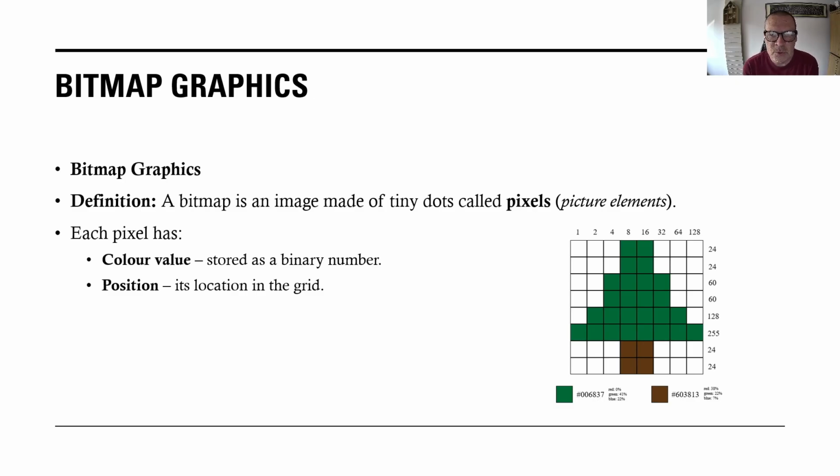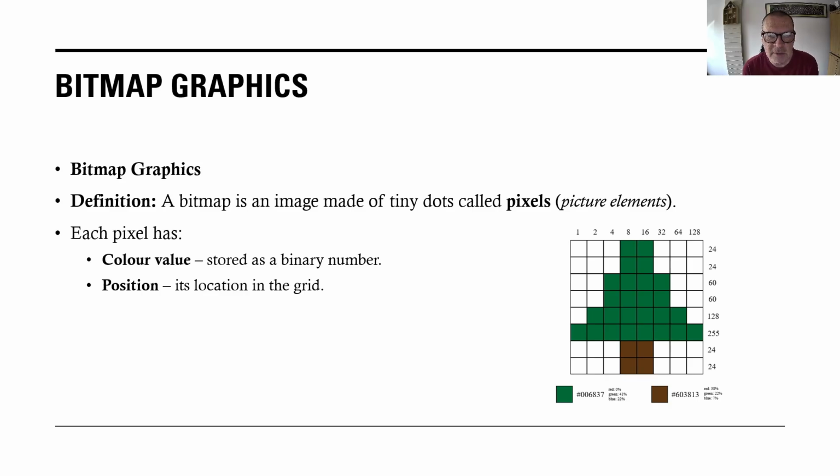First of all, we look at how we store graphics, and one way of storing graphics is as a bitmap. Bitmap graphics are images that are made up of pixels. The word pixel itself comes from two words, picture and element, joined together to make pixel. For each pixel, we need to know what color it should be and where it is. The color is the thing that we need to store.